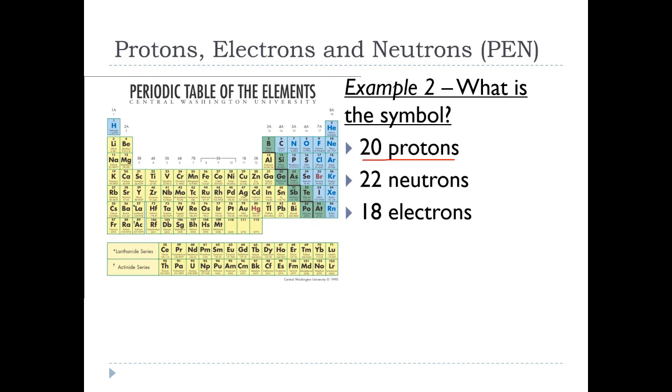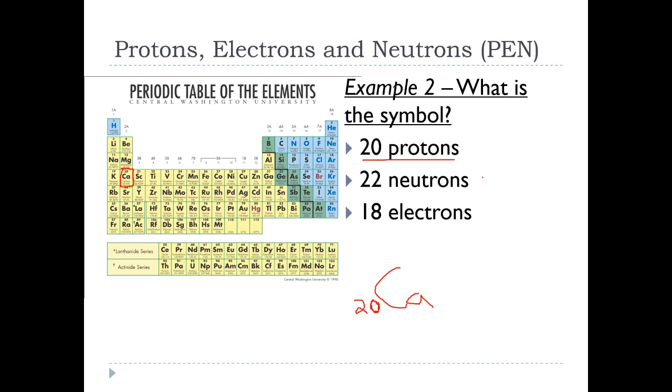So I look on the periodic table, and 20 is right here. That tells me that it is calcium, Ca. So automatically I know I've got the element Ca. And I also know we have an atomic number of 20, which goes on the bottom left. So I've got 20 down here.